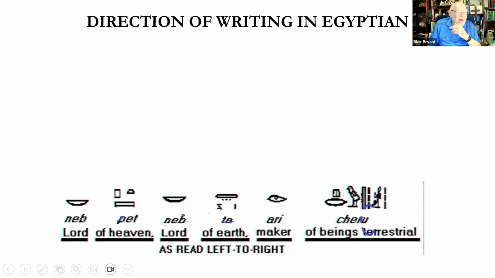And by the way, Neb in Egyptian not only means Lord, not only does it mean God, it also means all. It means everything. So that one character right there sums up much of the character of God himself. He is everything.